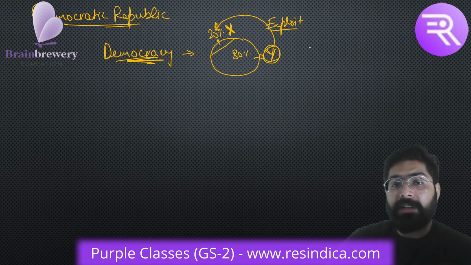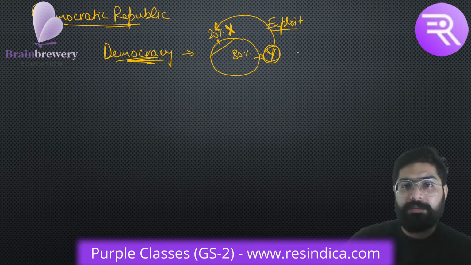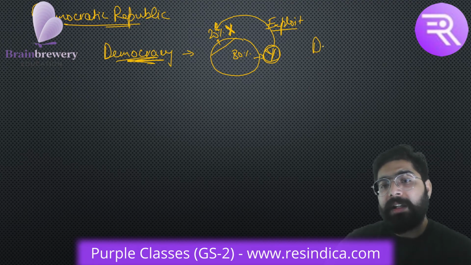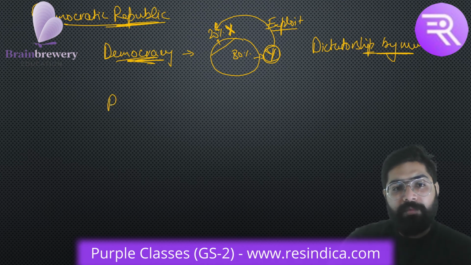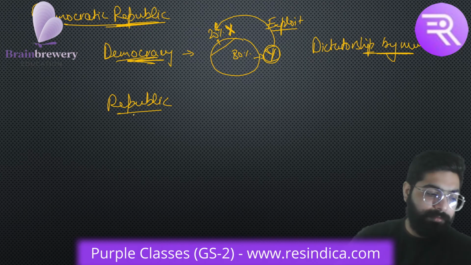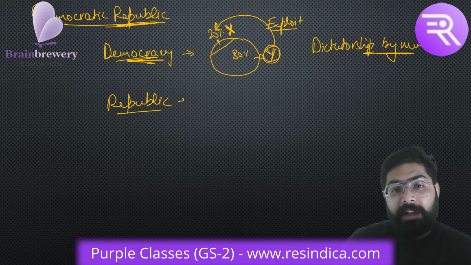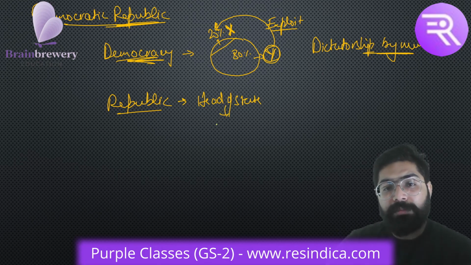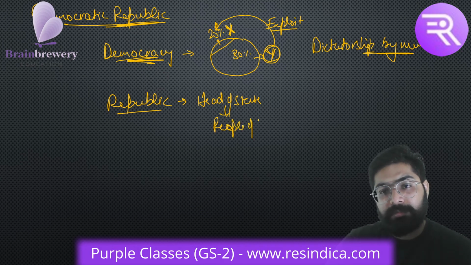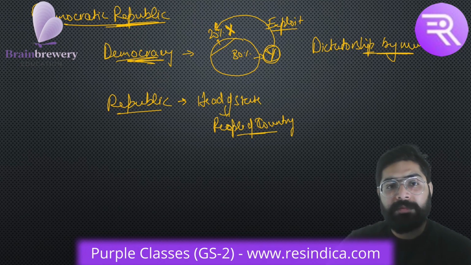But if I talk about democracy, it is possible to an extent, because democracy can be described here as dictatorship by numbers. But as soon as we mention the term republic, republic here refers to the fact that the head of the state itself is chosen by the people of the country. So if the head of the government along with the government exploits, then this head of the state will come into action.